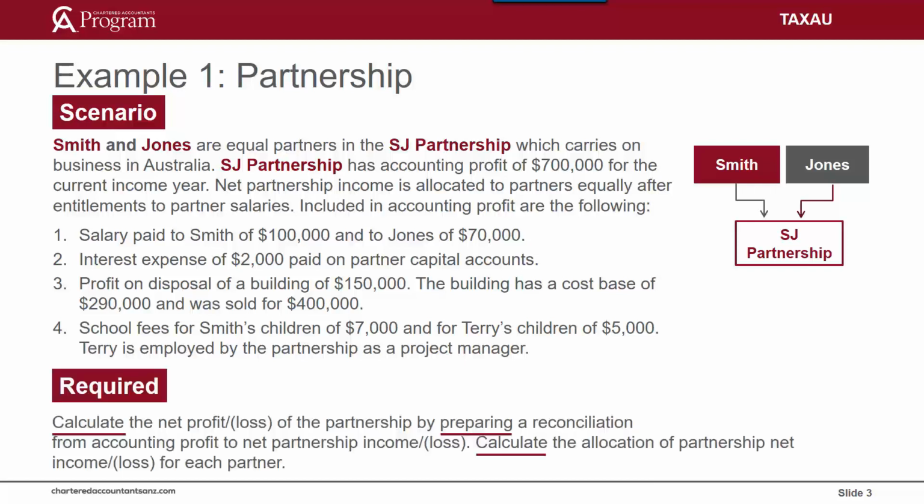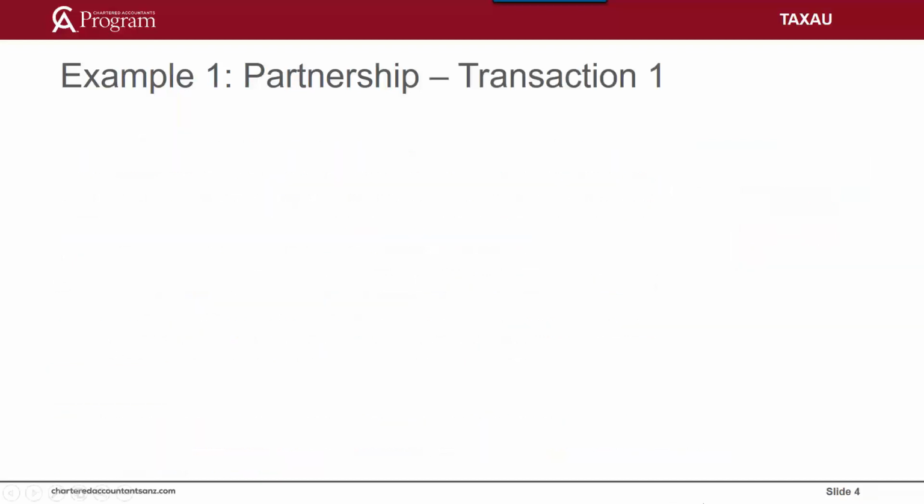The required task asks you to calculate the net profit or loss of the partnership by preparing a reconciliation from accounting profit to the net partnership income or loss. In addition, you are required to calculate the allocation of partnership net income for each partner. So let's consider transaction 1.